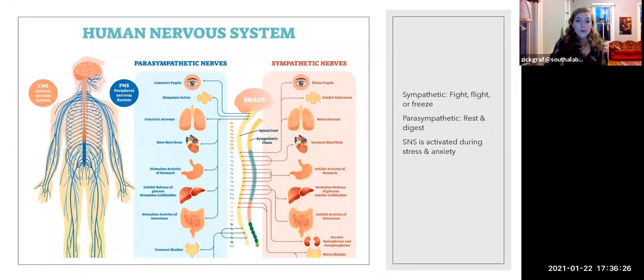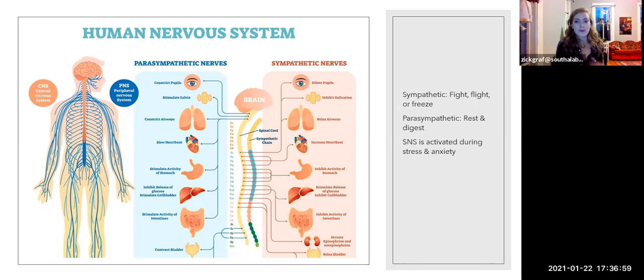Okay, so the important thing about this slide is that the parasympathetic and sympathetic nervous systems control the same parts of our body, but they tell them to do two opposite things. So the sympathetic nervous system, as I said, controls all of our functions related to arousal. This is the part of the nervous system that takes over when our body is fighting for survival. So you have probably heard the sympathetic nervous system referred to as the fight, flight, or freeze system, or maybe just the fight or flight system.